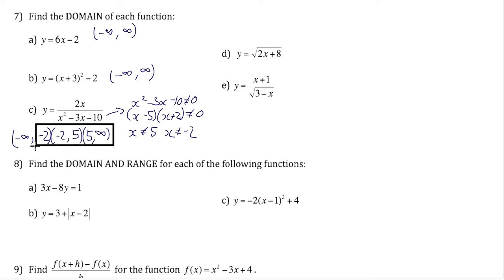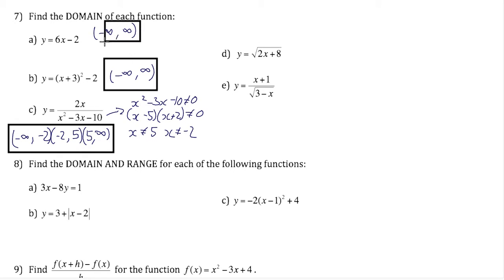So work on that, but at least realize that x cannot be 5 or -2, because if it is, the denominator is 0 and the fraction doesn't exist.